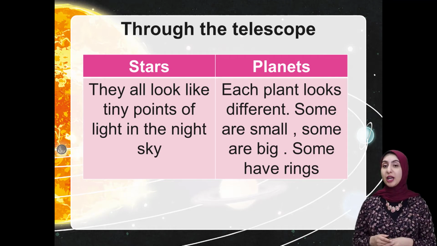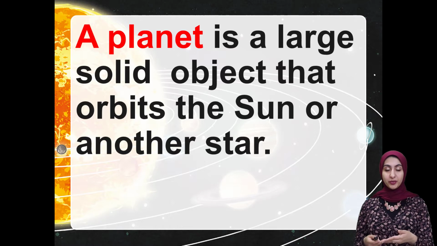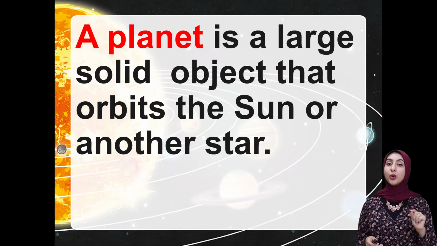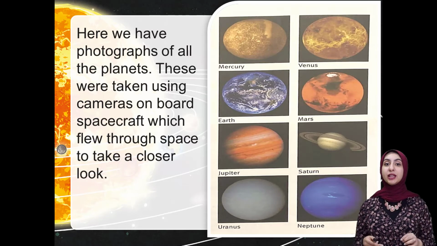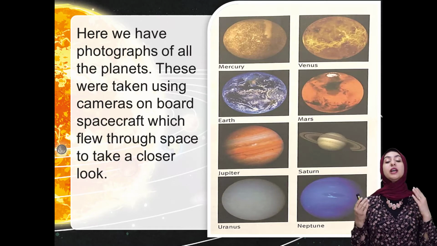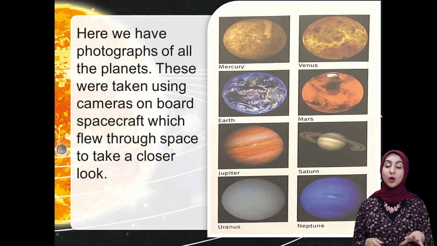But what do we mean by a planet? A planet is a large solid object that orbits the Sun or another star. And here you need to know that the Sun is not a planet at all. It is a star. Okay? Here we have photographs of all the planets. These were taken using cameras on board spacecraft which flew through space to take a closer look.